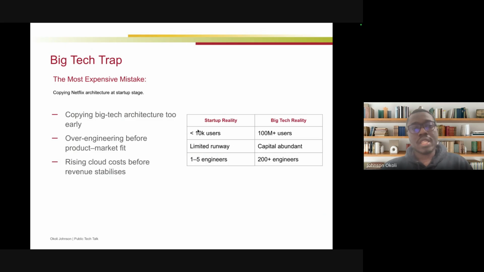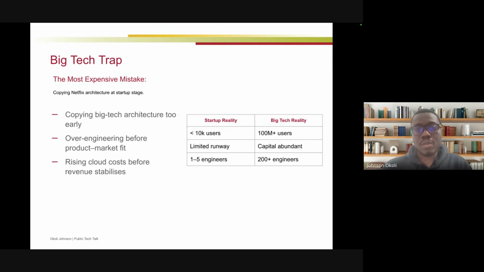So we have the big tech trap. The most expensive mistake that most tech companies make is trying to copy big architectures wholesale, where they want to replicate strong architectures like Netflix's or Google's or those big industries already established. So you don't want to over-engineer your product before it hits the market, because you don't want to have too much running cost to be able to maintain a product.